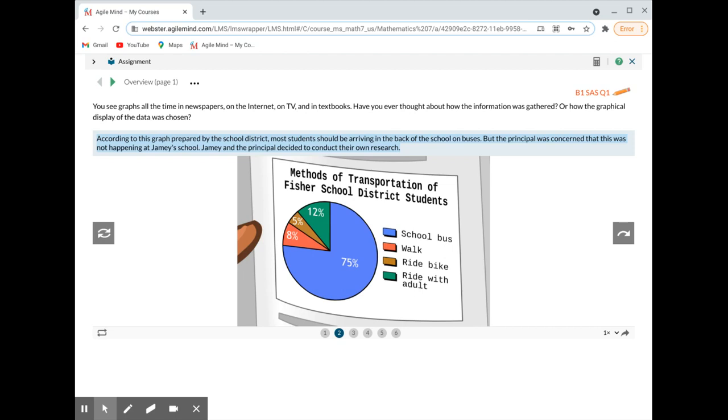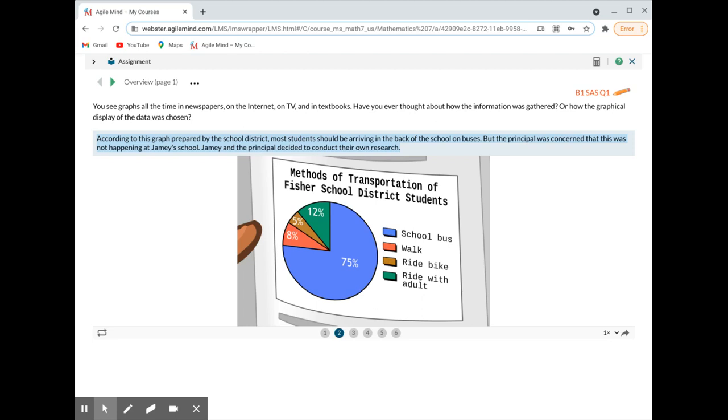What does the chart say? Methods of transportation of Fisher School District students. Do you want me to read that or just explain it to us? It says school bus is the blue, red means walk, the yellow means ride bike, and the green is ride with adult. According to this graph prepared by the school district, most students should be arriving in the back of the school on buses.